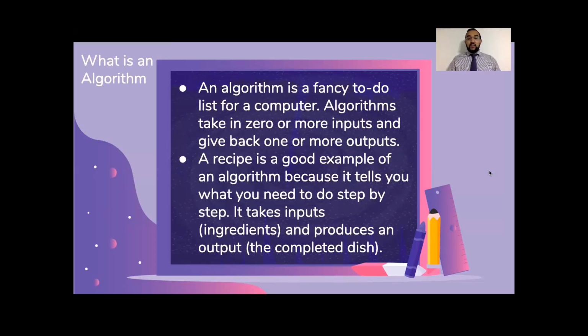All right, what is an algorithm? An algorithm is a fancy to-do list for a computer. That's all. Algorithms take in 0 or more inputs and give 1 or more outputs back. I'll explain that in my own words. So an algorithm is like a recipe. You have your ingredients, that's the input. And then you have your output, that's the dish that comes out. So you put in carrots, chicken, tomatoes, cilantro, salt, pepper, and some noodles, and that's the input. And then you have an output of chicken noodle soup.